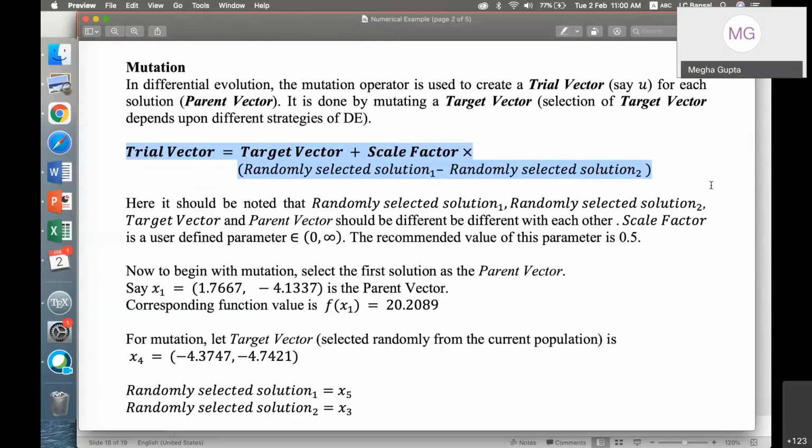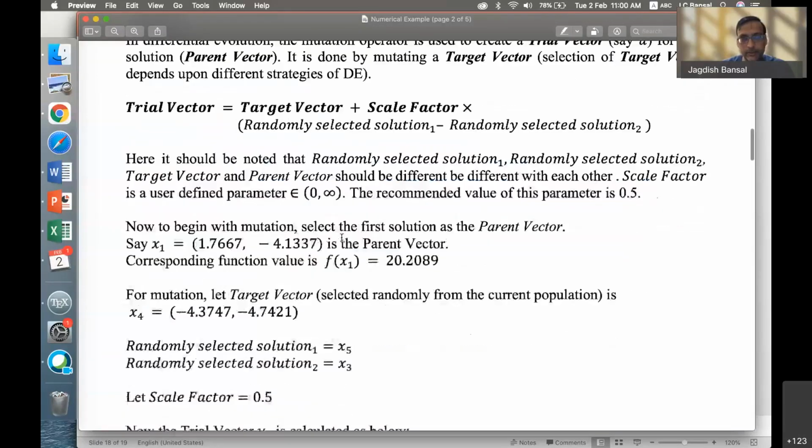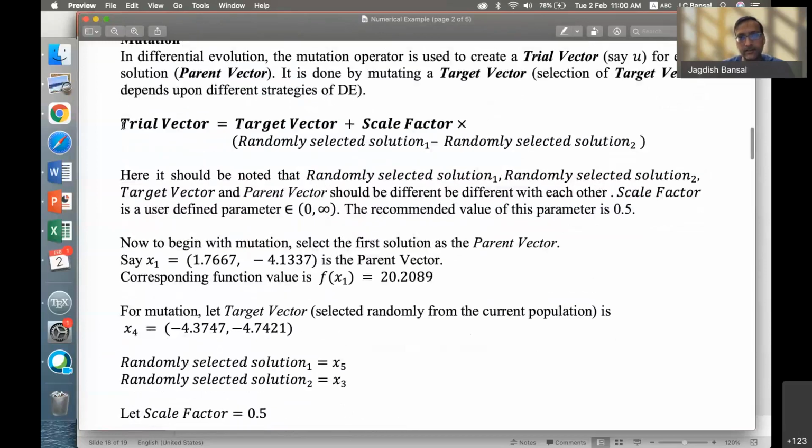Here it should be noted that the trial vector I'm going to generate in this mutation operator. So first of all, let me select the trial vector and these three vectors, and I'm going to do this for each parent vector. So let me first select it for x1. For the first x1, this is the parent vector. This is the parent vector I have selected, right? I'm going to do it for x2 also, x3, x4, x5 also. For every parent vector, I will do it.